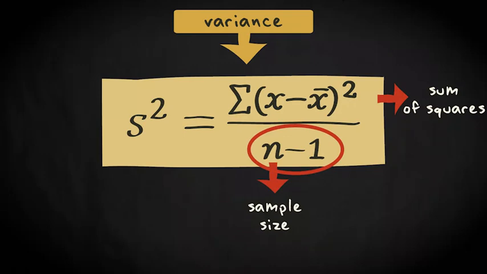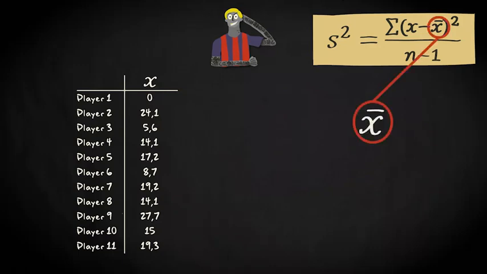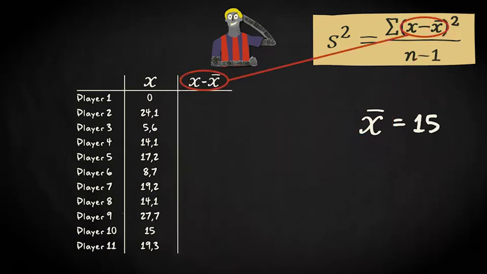Let's now apply the formula to our tattoo density example to see how it works in practice. These are the Team 2 data, and this is the formula. The first step is to compute the mean. I won't do that now, because I assume that you already know how to do that. The mean of these values equals 15.